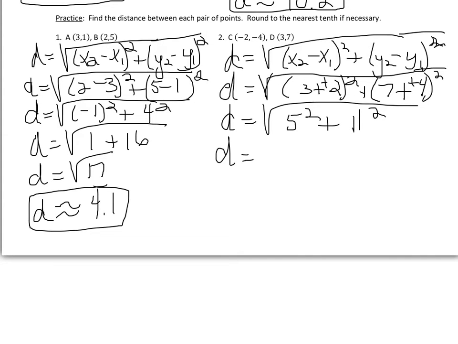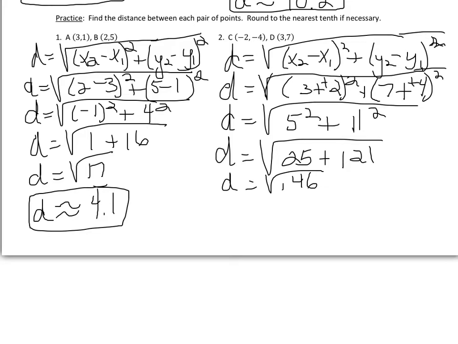And the distance will be equal to the square root of 25 plus 121, which is the square root of 146. Now, I know that the square root of 144 is 12, so this is going to be just over 12. The approximate square root rounded to the nearest tenth is 12.1, so that makes sense.